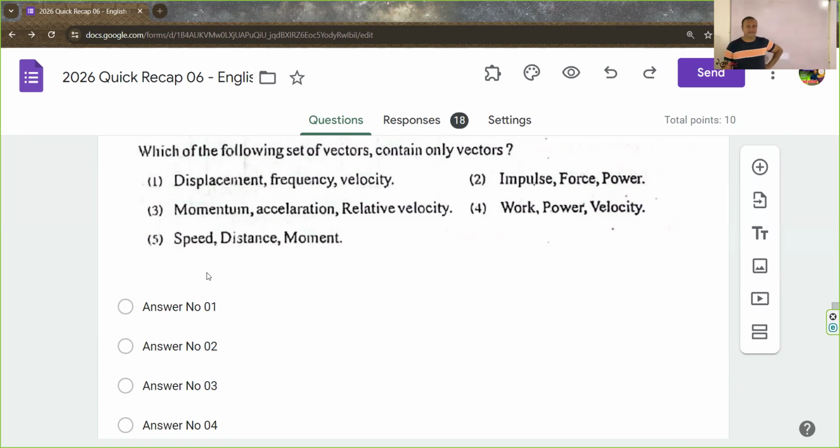What are the scalar quantities in fifth answer? Speed, distance. Actually, in fifth answer, all the physical quantities are scalars, not only speed, not only distance, but also moment. Sorry, speed and distance.